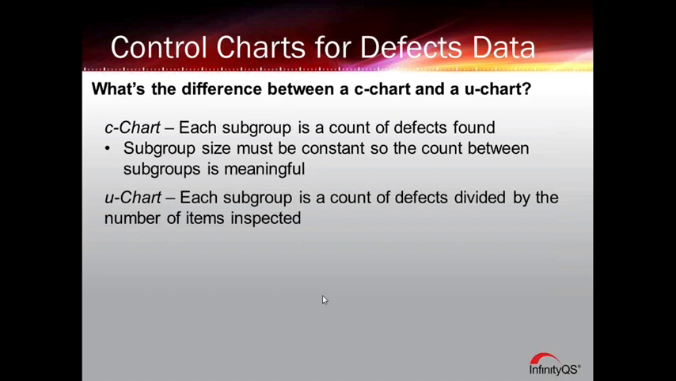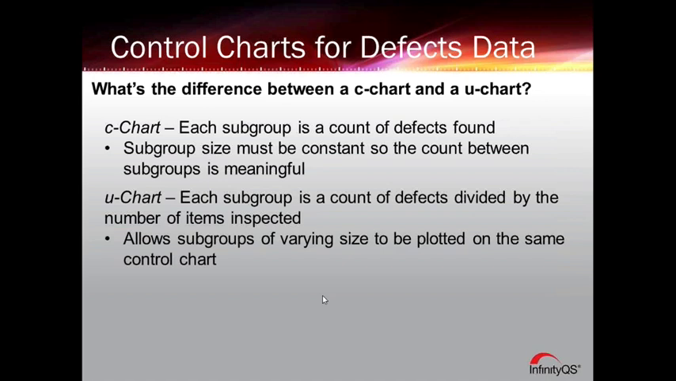If that's the case, that's where I can employ a U chart, where each subgroup is a count of the defects divided by the number of items inspected. Now this allows subgroups of varying size to be plotted on the same control chart. So very similar charts. They both just deal in counts; in one instance it's just the raw counts, and in the other instance, it's divided by the number of items inspected.